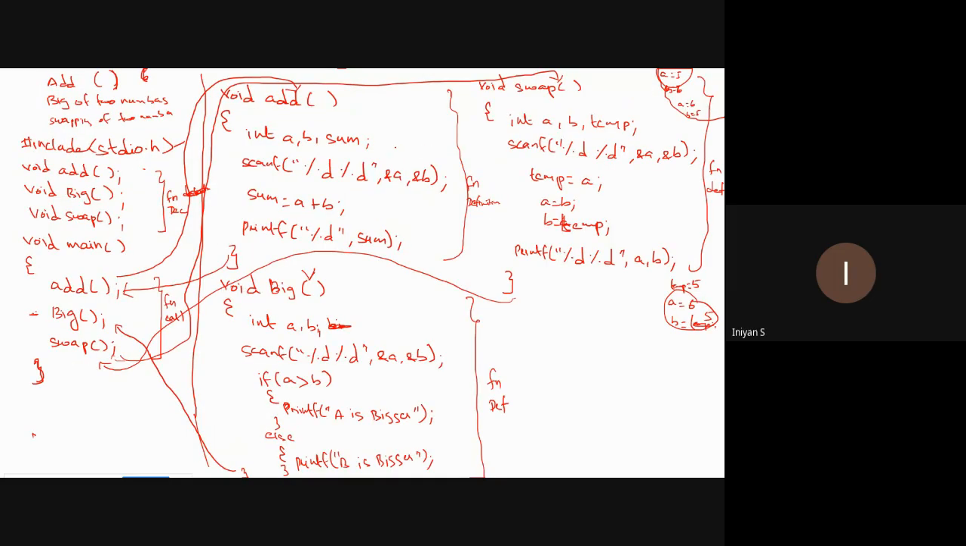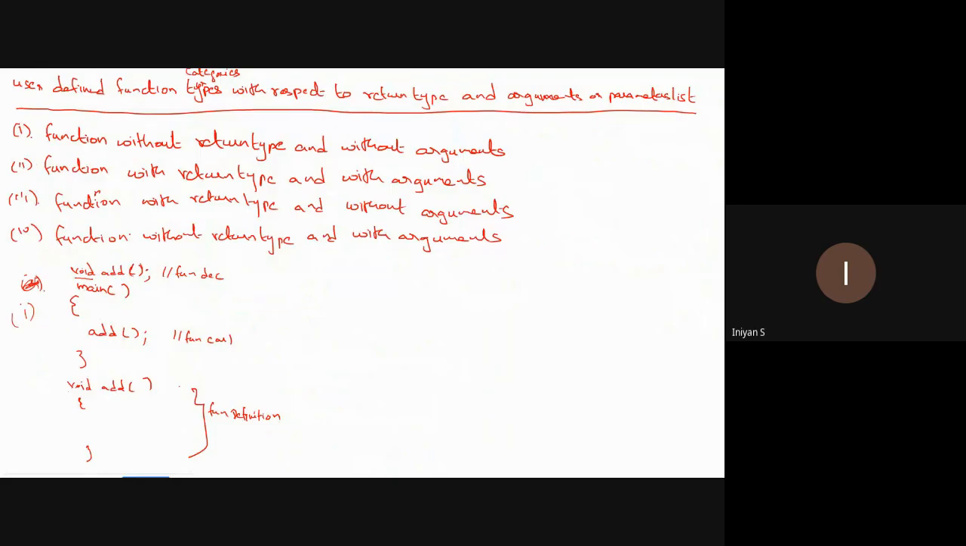Now look at this program and tell me, which category does it belong to? Without return type and without parameters. Just look at all the user defined functions: the return type is void, so without return type. Is a parameters list there or not? No, sir. No parameters list, so it belongs to the first category.